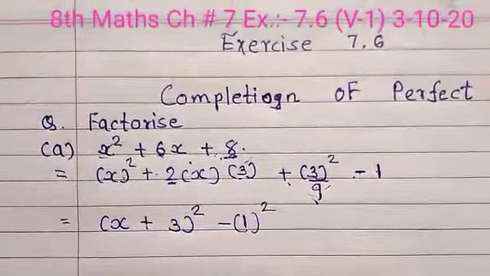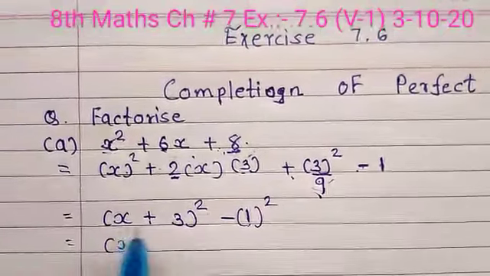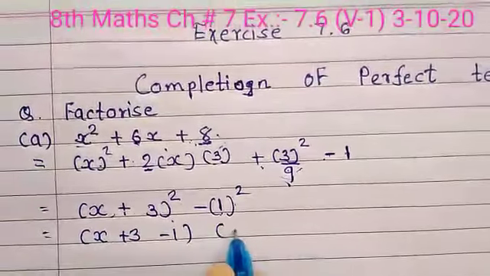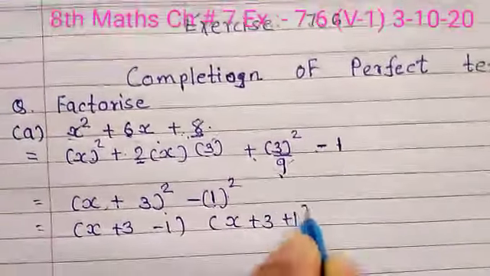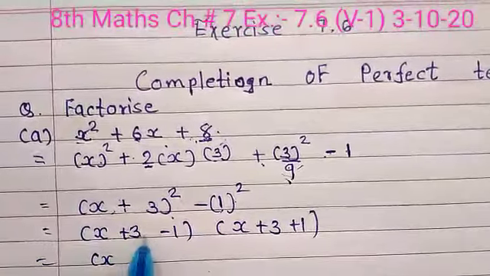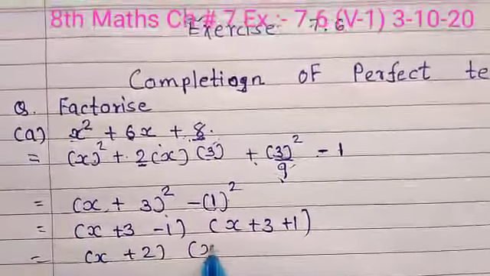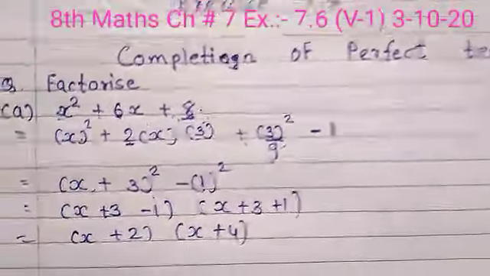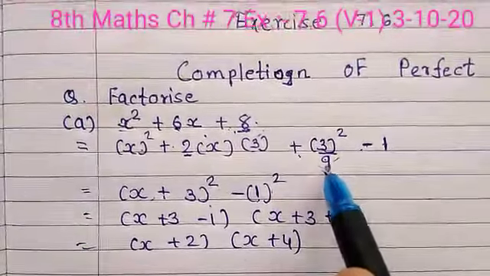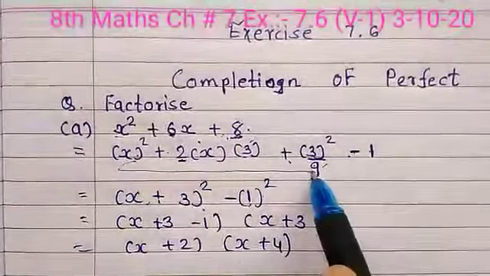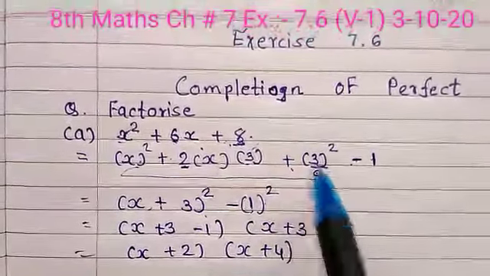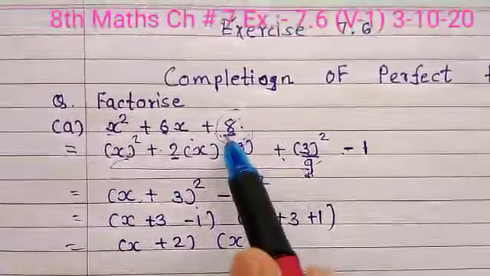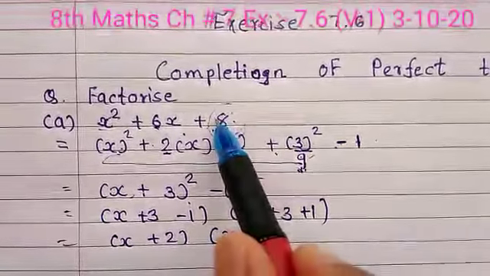1 is what? 1 square also. So it becomes a square minus b square. So we can write x plus 3 minus 1, or x plus 3 plus 1. So x plus 3 minus 1 is equal to x plus 2, and x plus 3 plus 1 is x plus 4. This is the completing the square method, right? Because here we want 9 to make this a complete square. So 9 is there, but we already have 8, so we have to subtract 1 to get this answer. Plus 9 minus 1 is equal to 8, right?